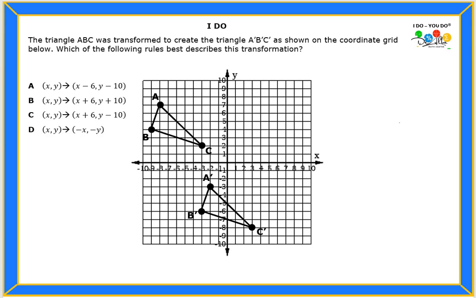Hello students, let's read the problem, and it says the triangle ABC was transformed to create the triangle A prime B prime C prime as shown on the coordinate grid below. Which of the following rules best describes this transformation? So what we're looking for is the rule, which basically describes the transformation that happened.